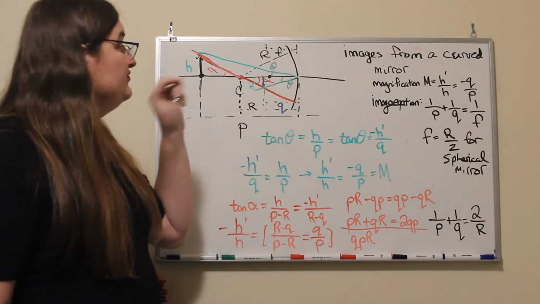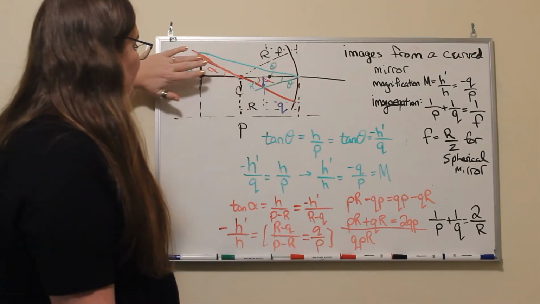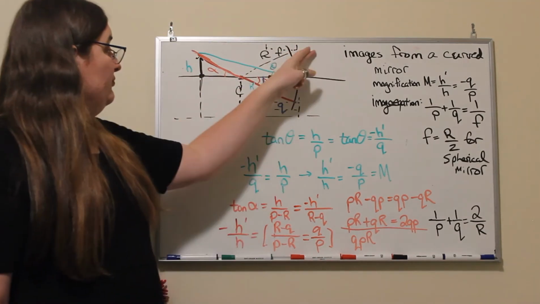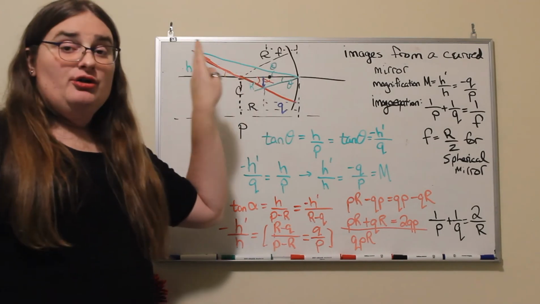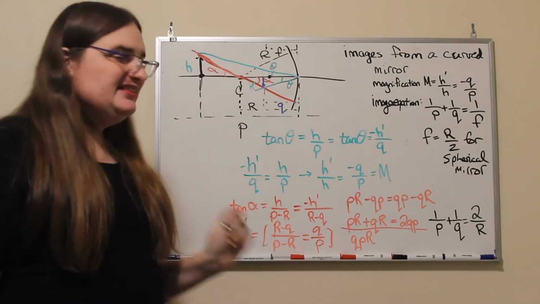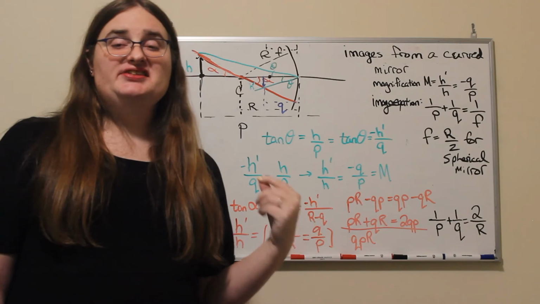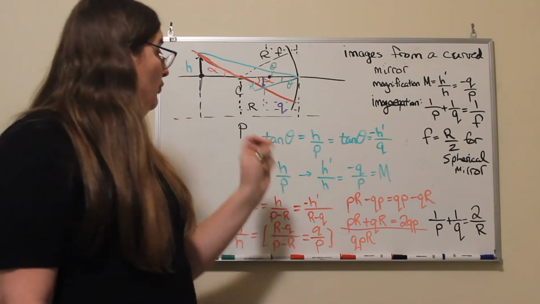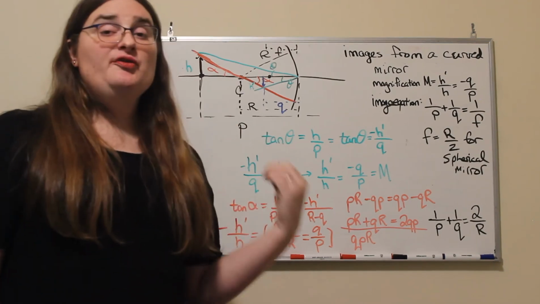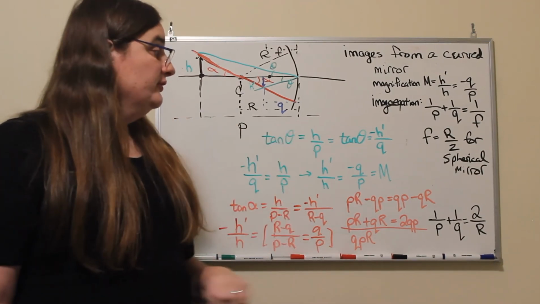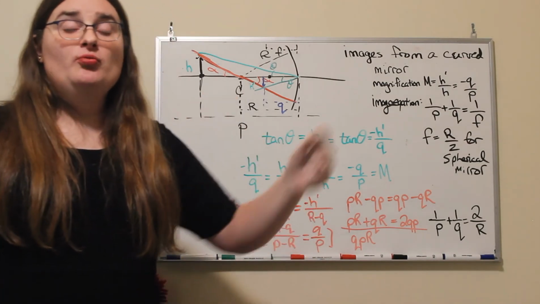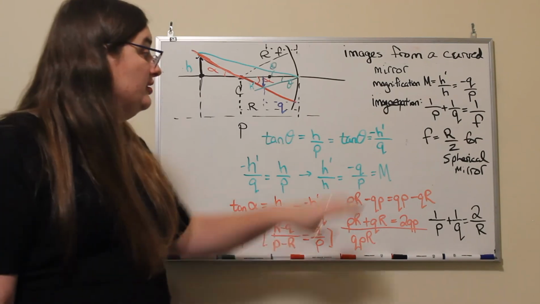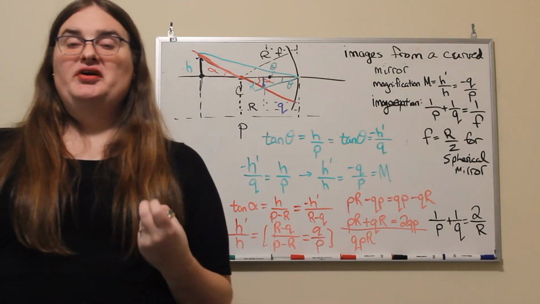For a concave spherical mirror, if I send in light rays parallel to my principal axis, those light rays are going to reflect through a point that is that distance of 1/2 the radius of curvature away from the plane of the mirror. And that point where they focus is called the focal point, little f. So for a spherical mirror that has inward curvature, concave curvature, the focal distance is going to be 1/2 the radius of curvature.